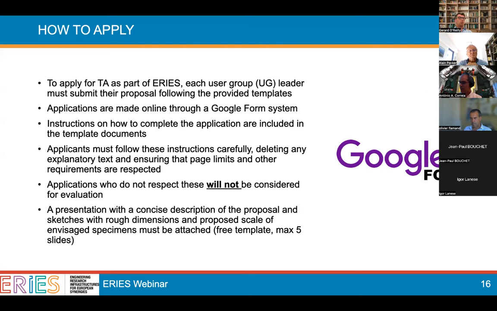So how do we apply? We've tried to streamline this by using the Google form system. I think a lot of people are using this for different reasons now, like surveys or submitting documentation. So we think it's a relatively easy way to submit documentation, and we're going to be adopting this kind of approach. The instructions and the documentation, the proposal, the templates, everything is available on the website if you go to the right section, and the link to the actual form is there.